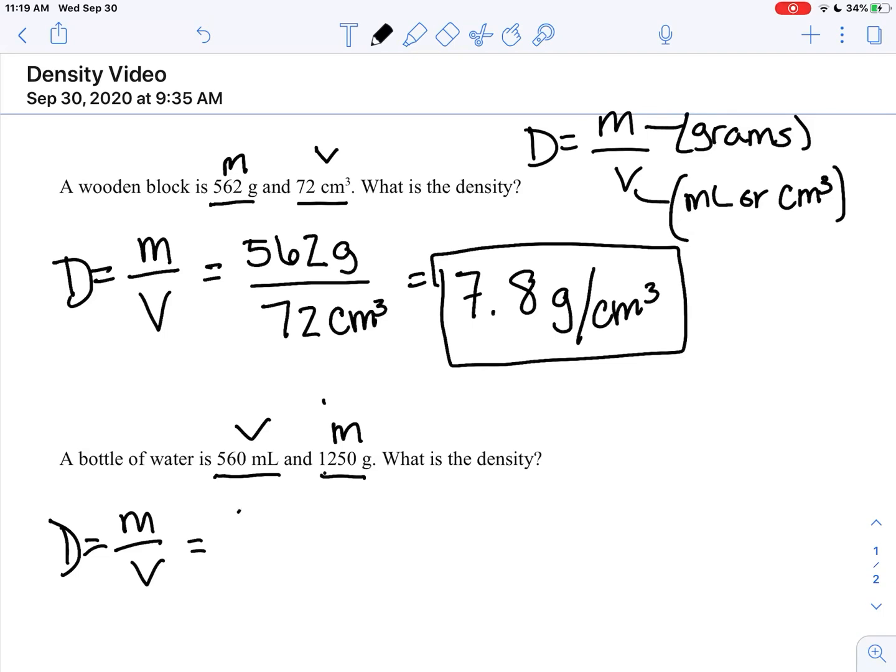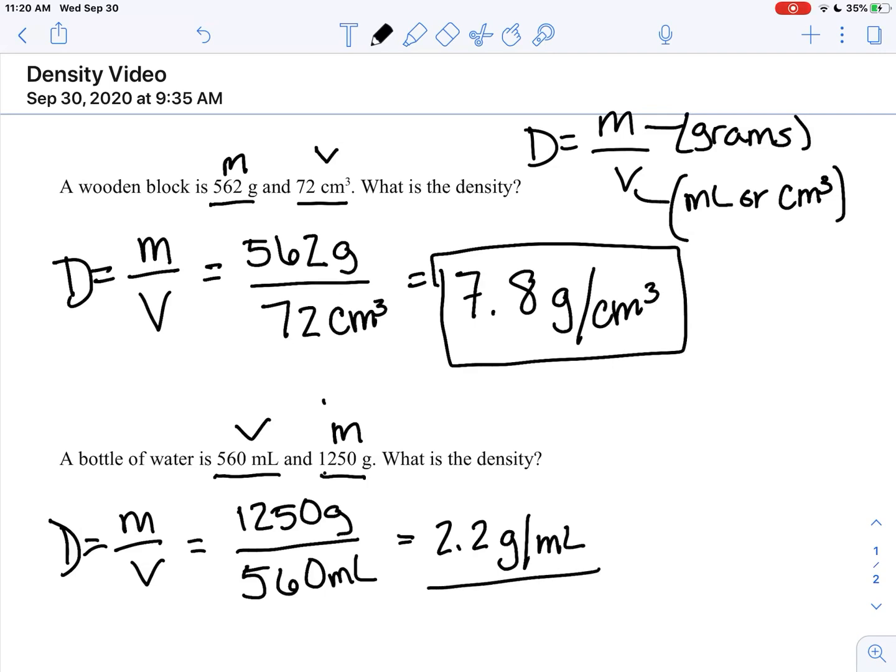Your M goes on top of the fraction. Your V goes on the bottom of the fraction. And you notice these are kind of out of order. The M didn't come first. A lot of times it does, and then sometimes it doesn't. So you need to be careful about that. And then you get 2.2 grams per milliliter.